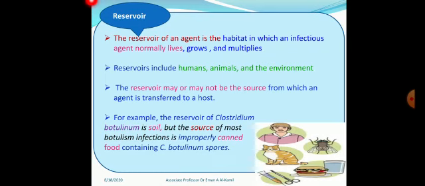For example, for Clostridium botulinum, the reservoir is the soil, but the source of most botulism infection is improperly canned food containing Clostridium botulinum spores. So it is not necessary that the portal of exit is the same as the portal of entry. As we mentioned with Clostridium botulinum poisoning, the agent lives in the soil, but the source of infection is the canned food.